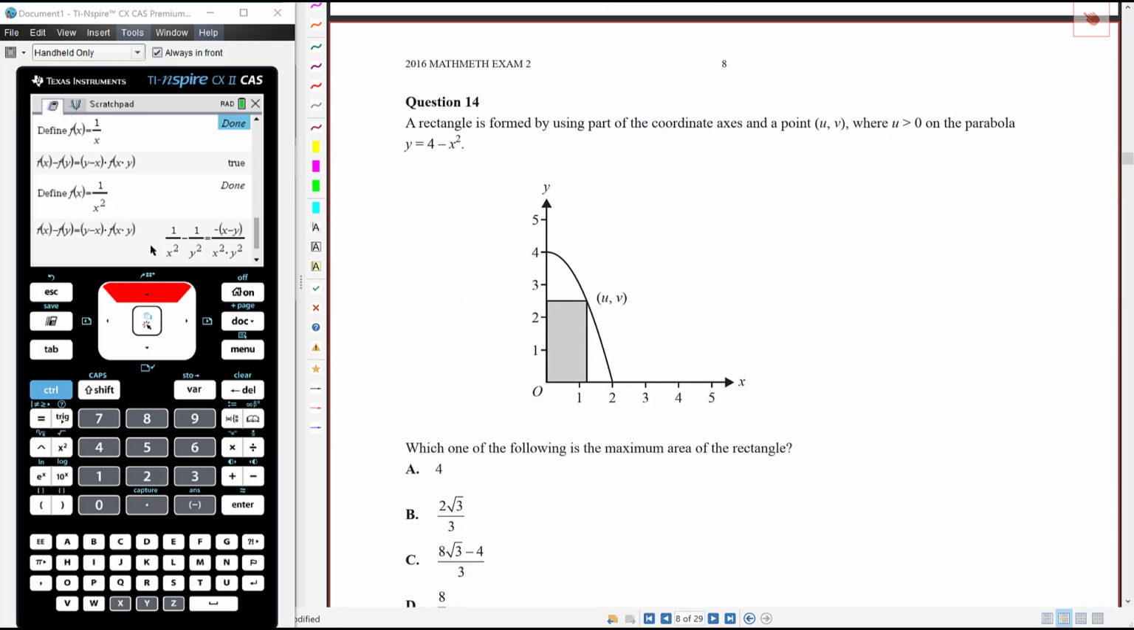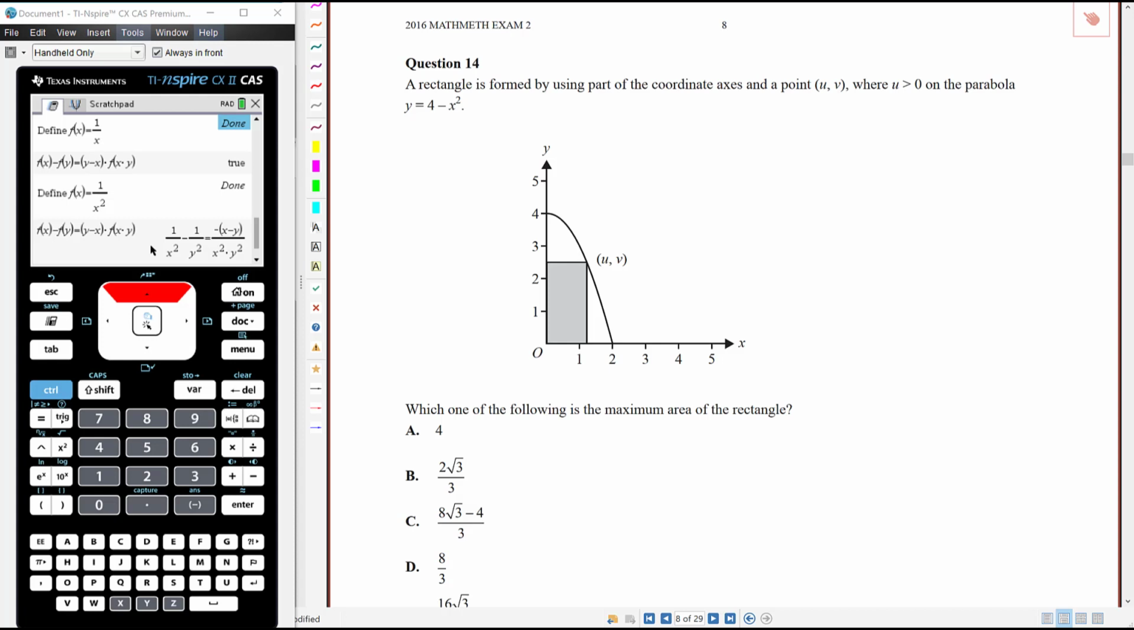Question 14. A rectangle is formed by using part of the coordinate axes and a point (u, v), where u is bigger than 0, on the parabola y equals 4 minus x squared. Given the rule, if the x-coordinate is u, the y-coordinate is 4 minus u squared. So the area of that rectangle is simply the x-coordinate times the y-coordinate. So it is u times 4 minus u squared, or if you prefer, 4u minus u cubed.